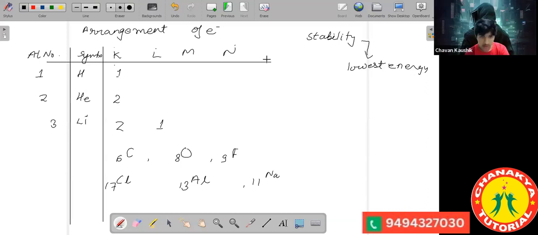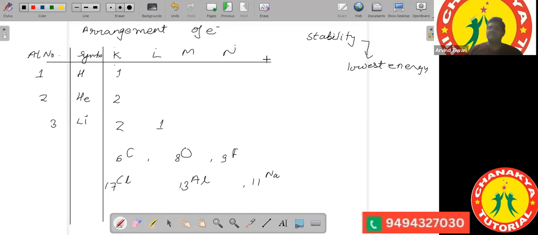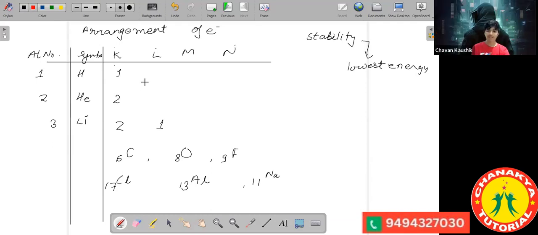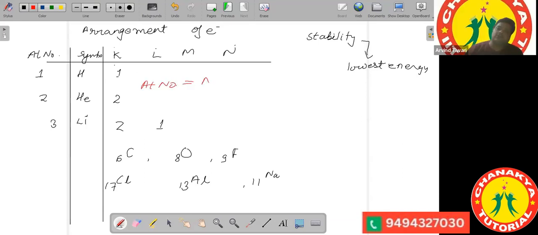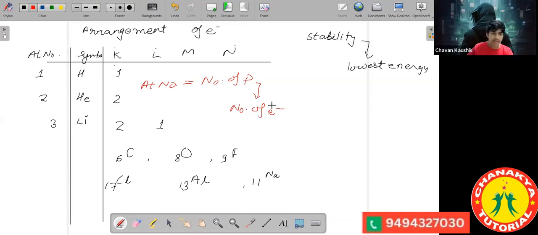The number of electrons will be the same as their atomic number, right? Yeah, atomic number means the number of protons. In a neutral atom, the number of protons will be equal to the number of electrons. And we can also represent it as e equals p equals e.